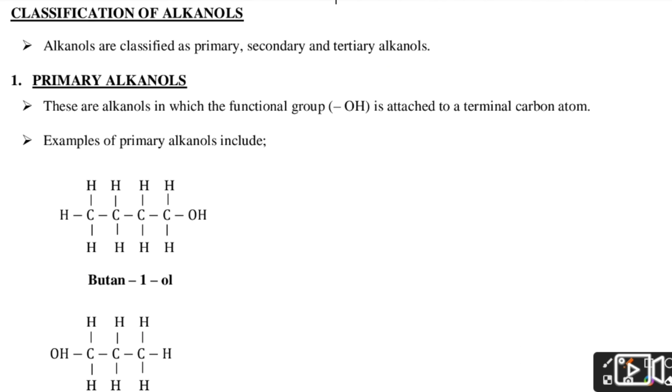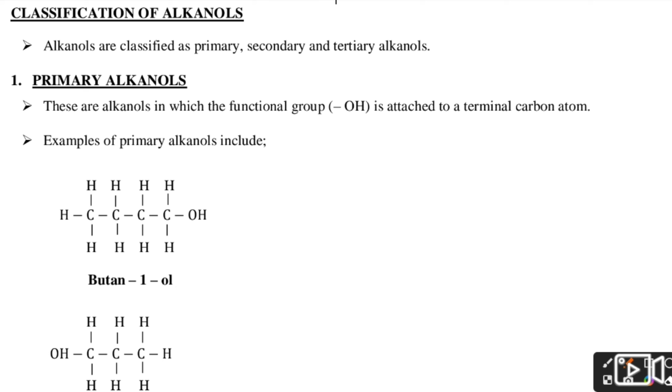So next, let's proceed to classification of alkanols. Alkanols are classified as primary, secondary, and tertiary alkanols. Let's start with the first one, primary alkanols. These are alkanols in which the functional group, that's the OH group, is attached to a terminal carbon atom. Examples of primary alkanols include this example. Here we have butan-1-ol.